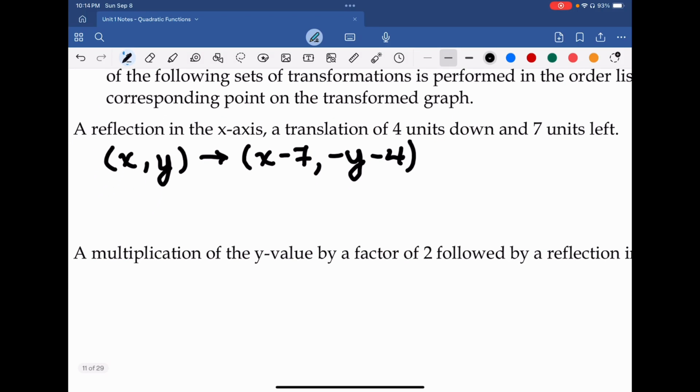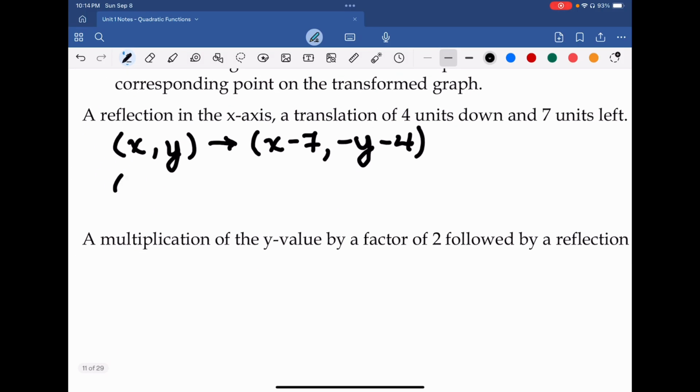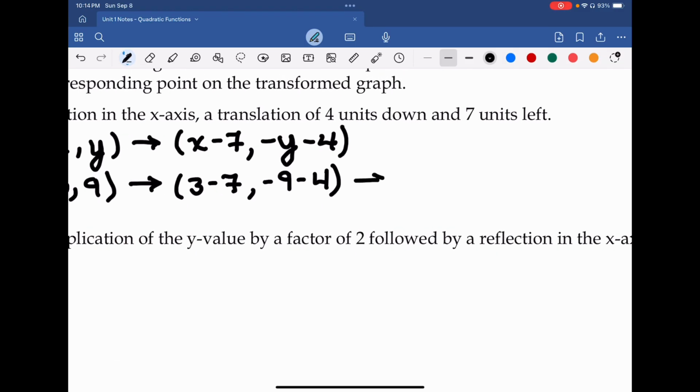Now here's how this helps us. Let's actually see the point in action here. So we're going to go 3 and 9, or the input and the output. When it's mapped, here's what it's going to look like algebraically. We write it as 3 minus 7 in the x. On the y, we're going to write this as negative 9 minus 4. Let's simplify what this becomes.